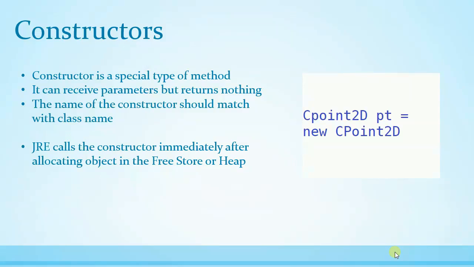Here you are seeing a C2D. In this case, after allocating the memory for C2D, it makes a call to the constructor, and after the constructor function is called, we will get a reference pt in the stack.